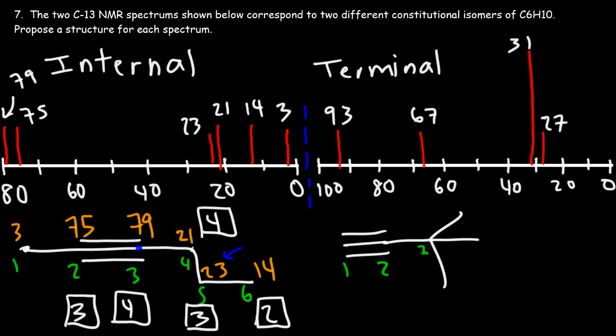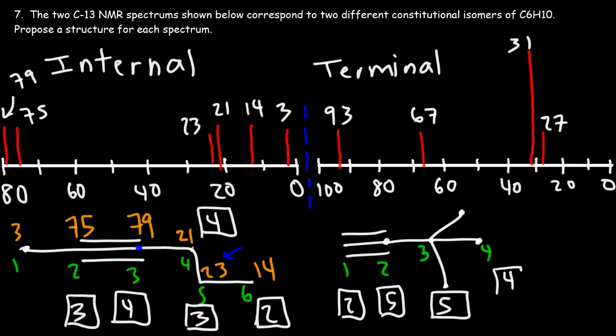So which signal corresponds to which carbon? Looking at the two carbon atoms that are part of the triple bond, the carbon at the end is going to have a lower score value. It's going to have a score value of 2. And carbon 2 is adjacent to a primary and a quaternary, so it's going to have a score value of 5. Carbon 3 is adjacent to 3 primary carbons and a secondary carbon, so therefore it's also going to have a score value of 5. And carbon 4 is adjacent to a quaternary carbon, giving it a score value of 4.